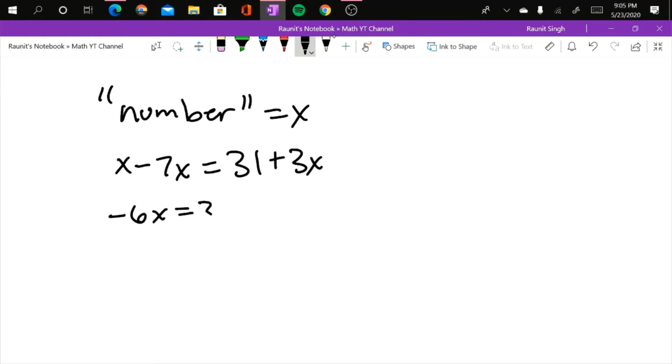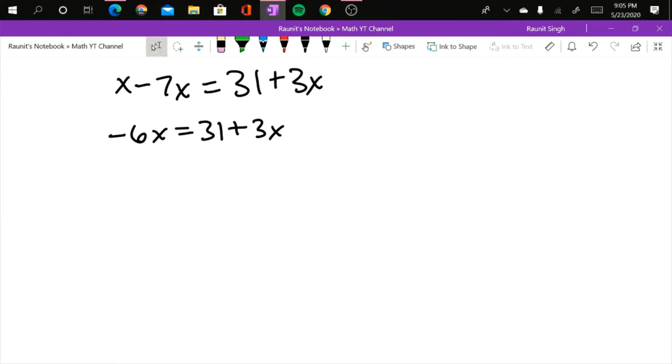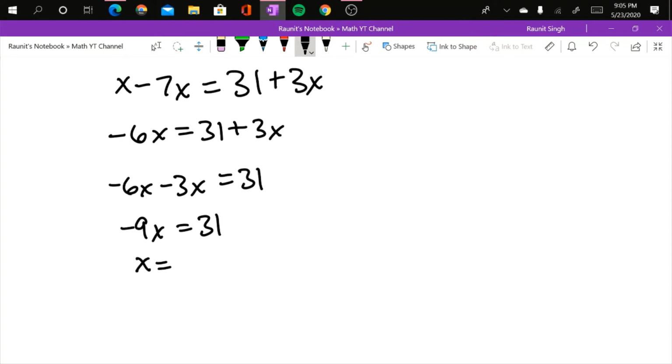is equal to 31 plus 3x, and we're going to have to subtract 3x from both sides in order to get the x's on one side and the numbers on the other side. So we have negative 6x minus 3x is equal to 31. We have negative 9x is equal to 31. x is equal to 31 over negative 9.